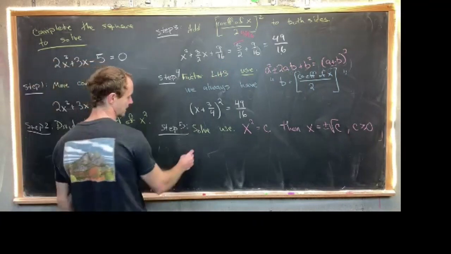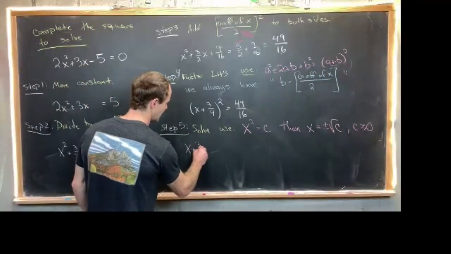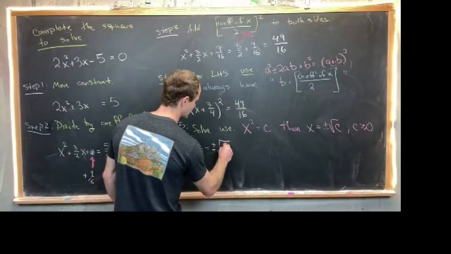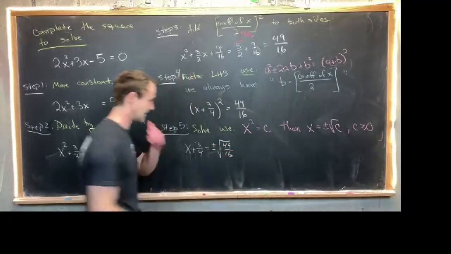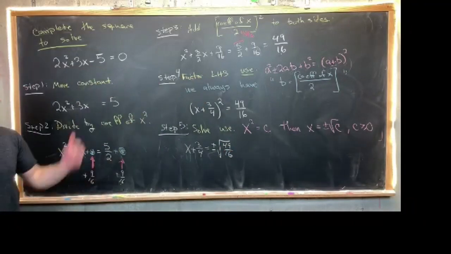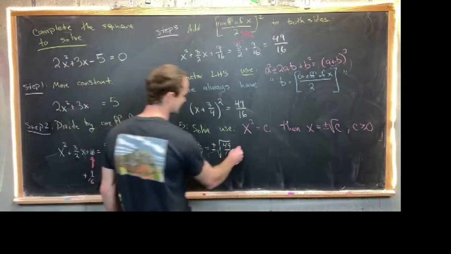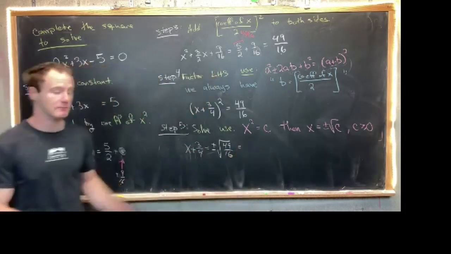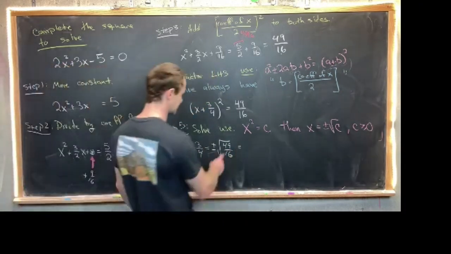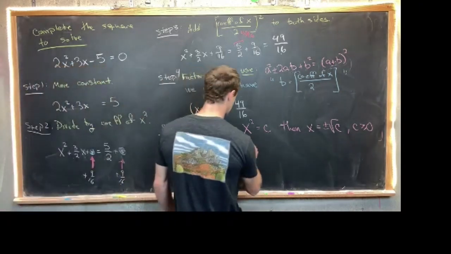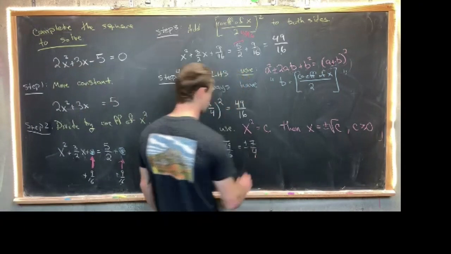So that means we're going to get x plus 3/4 equals plus or minus the square root of 49 over 16. But luckily, we know what the square root of 49 over 16 is in this case. This is really just lucky. Most of the time we won't. So the square root of 49 is 7. The square root of 16 is 4. So this gives us plus or minus 7 over 4.